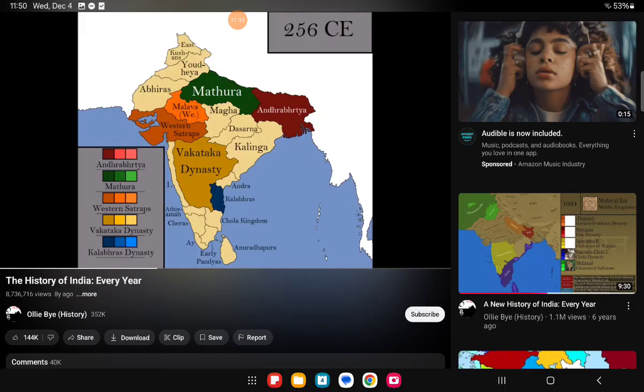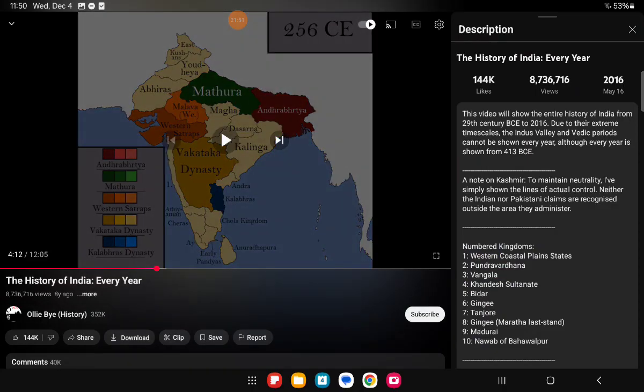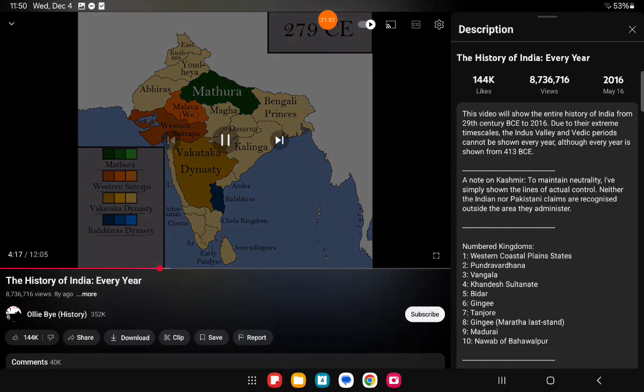And there's also some blue things called the Kalabhras. No, the Kalabhras. It's supposed to be aspirated. And there's a 1. And that 1 means Western Coastal Plain States. Whenever you see a number, look here. Ooh, Bengali princes. The red is gone.